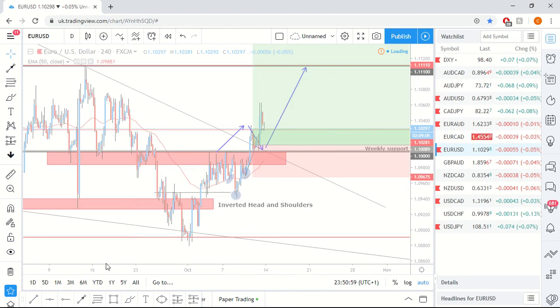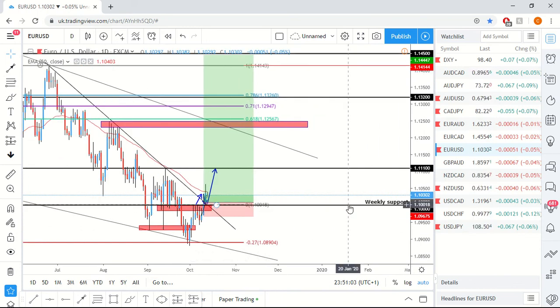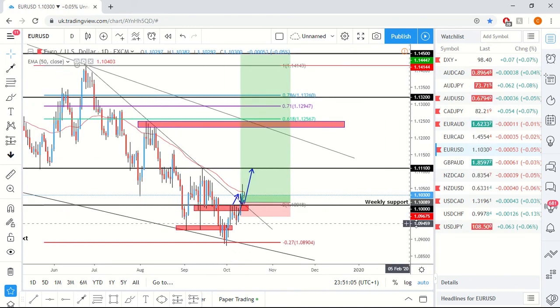Obviously, like I said previously, the dollar index and the euro US dollar are negatively correlated perfectly. So if the DXY goes up, the euro USD will go down, and if DXY goes down, the euro USD will go up. So here we were looking for the DXY to go down, which we did see, and that's why we went euro dollar long.